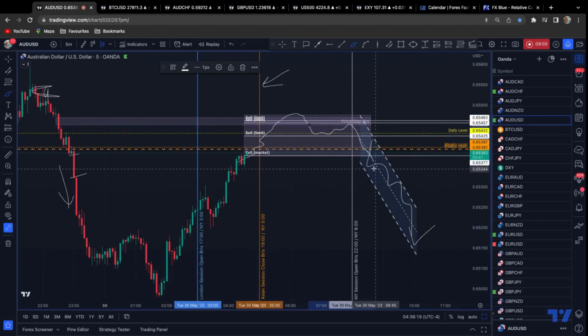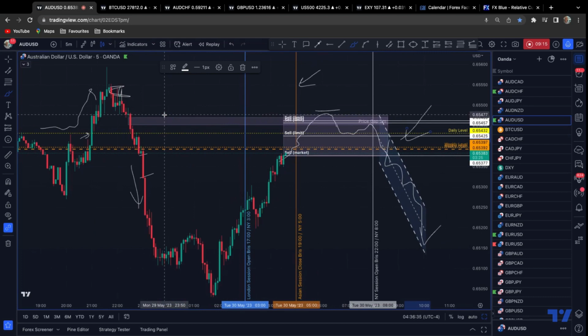So however it works out, I'm going to be waiting for this to find a resistance and to rotate, and then we see lower highs and lower lows setting up, and then that's the entry point. Bit long-winded this one, but that's kind of what I'm looking for with this.